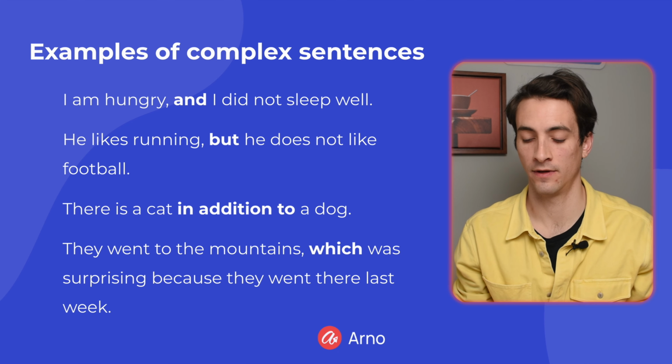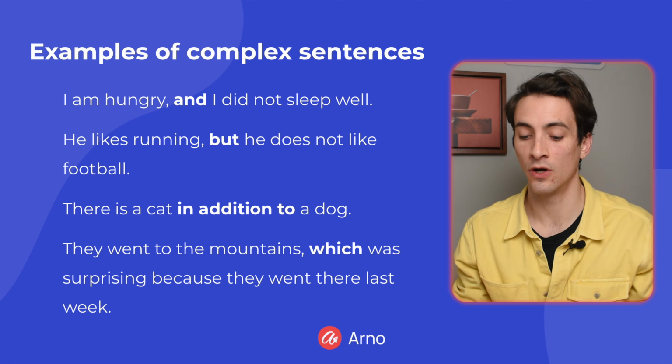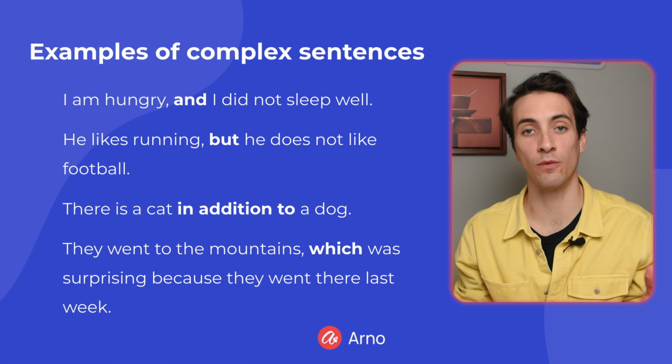Complex sentences have more parts, so they are longer. The easiest way to use more complex sentences in your writing and speaking is to use connecting words to combine simple sentences and simple ideas together. For example, I am hungry and I did not sleep well. He likes running, but he does not like football. There is a cat in addition to a dog. They went to the mountains, which was surprising because they went there last week.